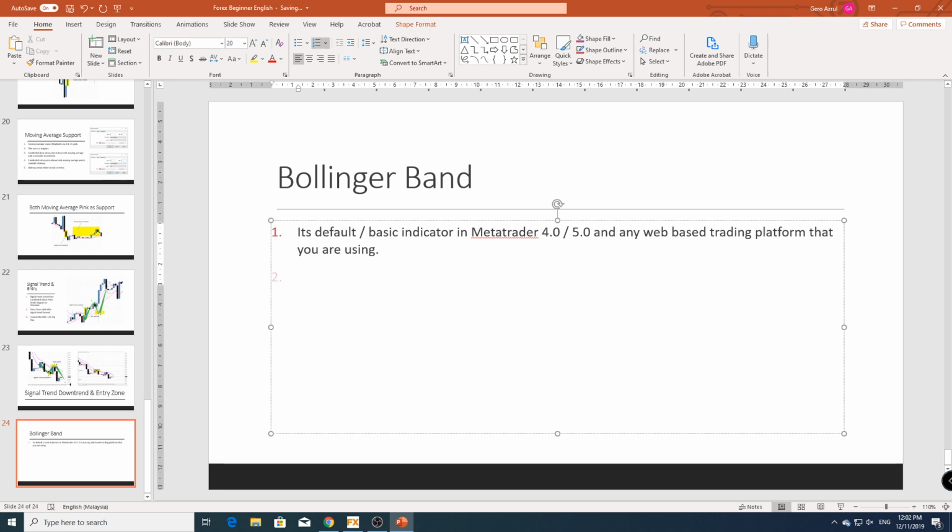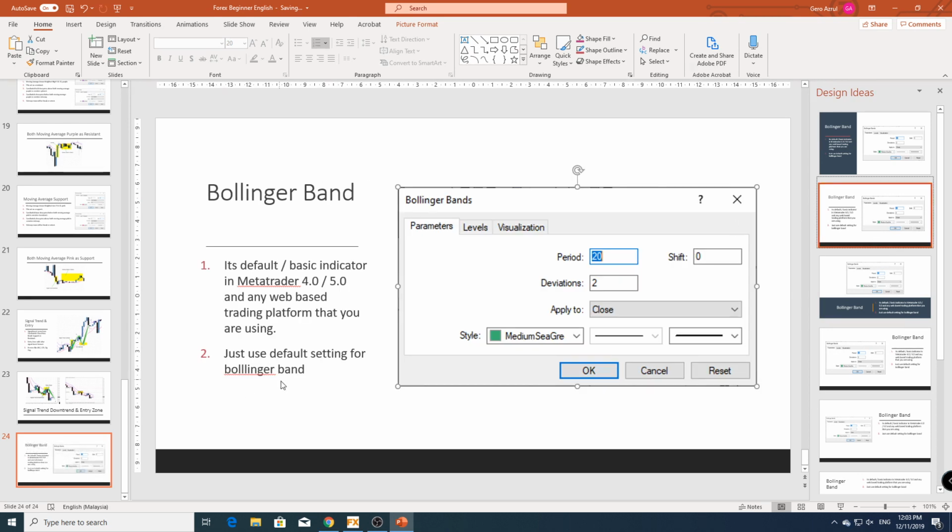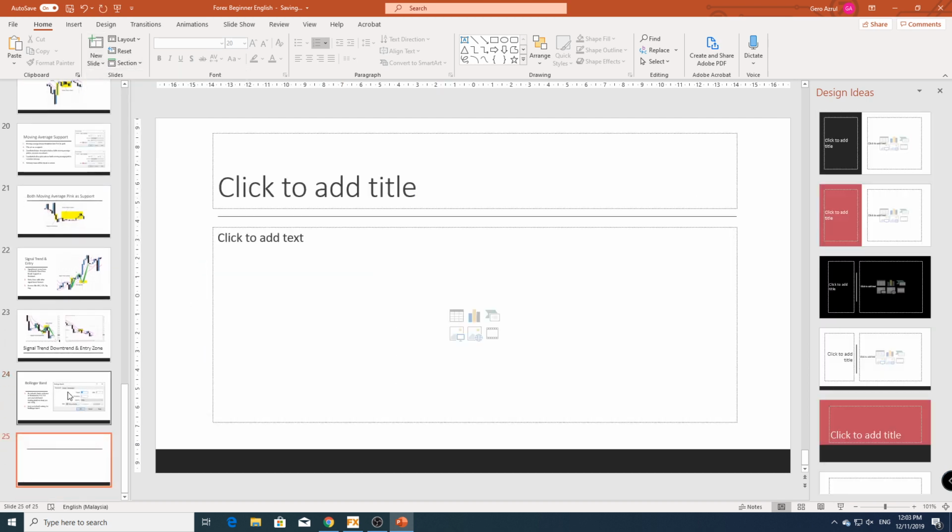So it's the default basic indicator in MetaTrader 4.0, 5.0, and any web-based trading platform that you are using. Just use the default setting for the Bollinger Band. This is the setting: you insert the indicator and use the Bollinger Band. I'm going to share with you another one.